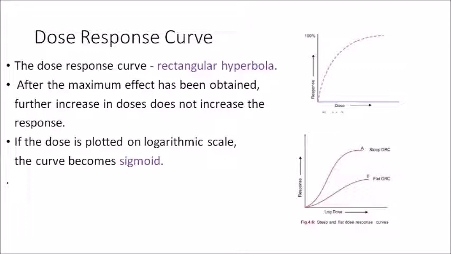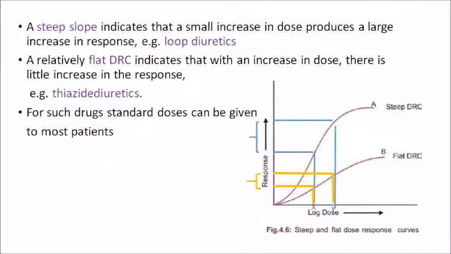If the dose is plotted on a logarithmic scale, then it will become log dose on the x-axis and response on the y-axis, and this curve is a sigmoid. This dose response curve has a high clinical significance. That is, a steep slope of the dose response curve indicates that with a small increase in the dosage, it can produce a large response.